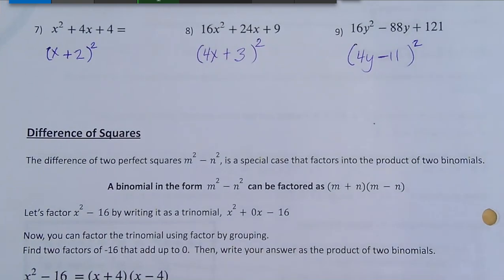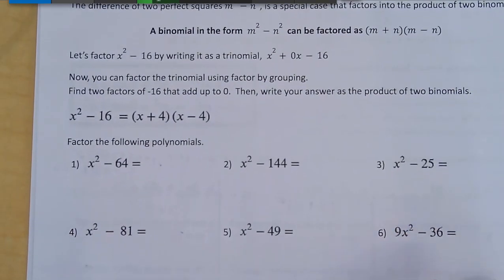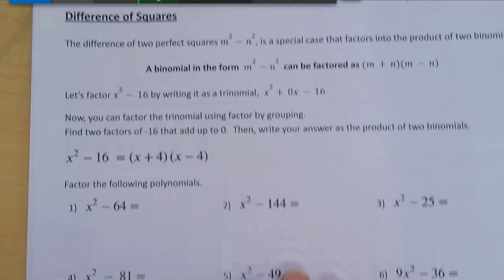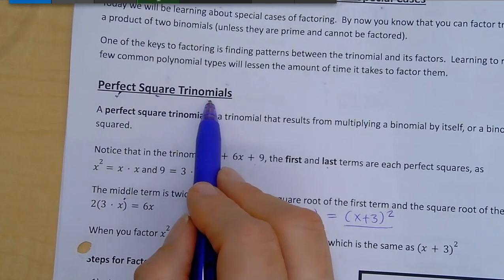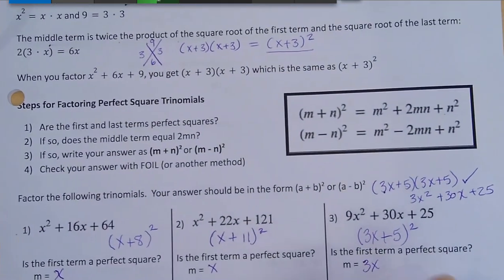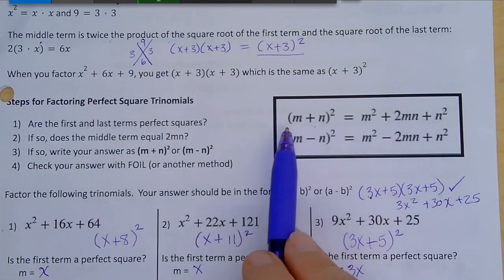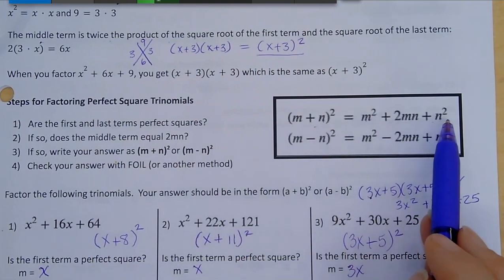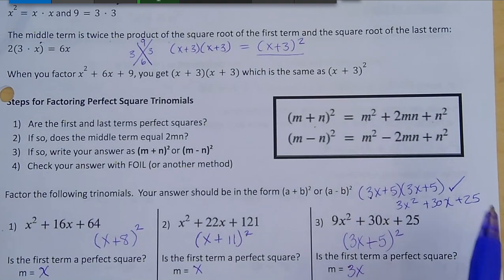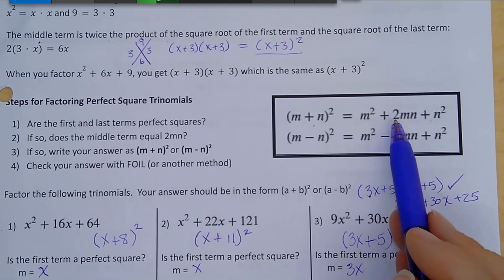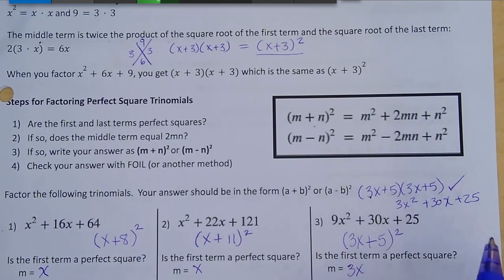Okay. So difference of squares is a different way that we can look at things. We've been looking at, just to remind you, perfect square trinomials. In those perfect square trinomials, this is always true. Your first term is a perfect square, your last term is a perfect square. And when you take the square roots of the first and last, multiply them together and double them, you're going to get your center term, either adding or subtracting.